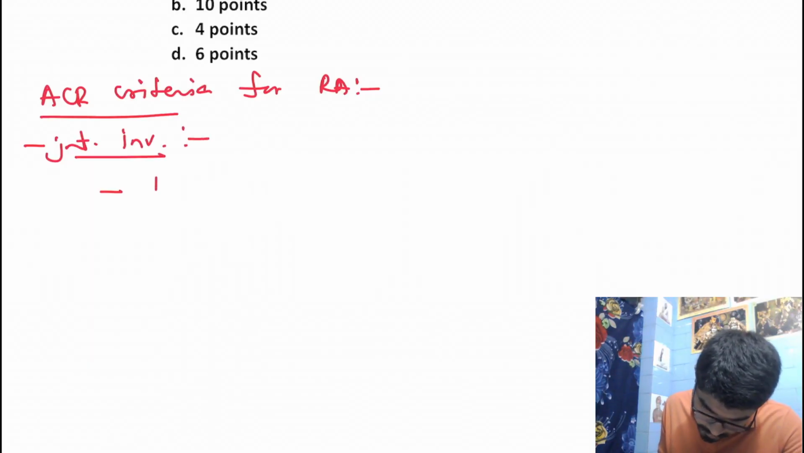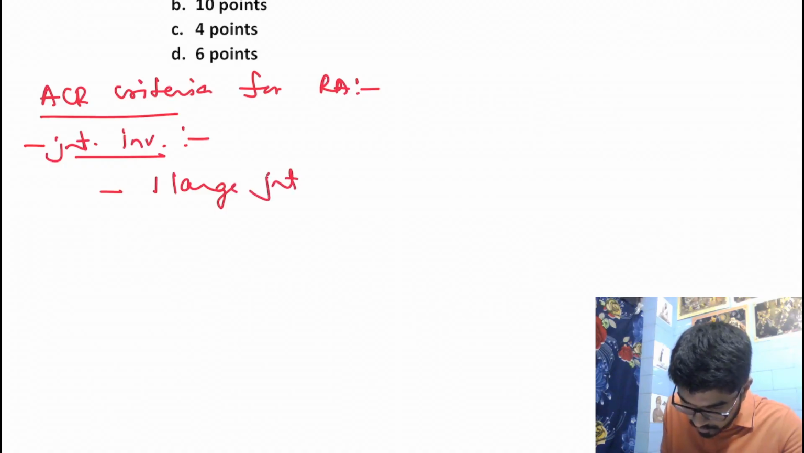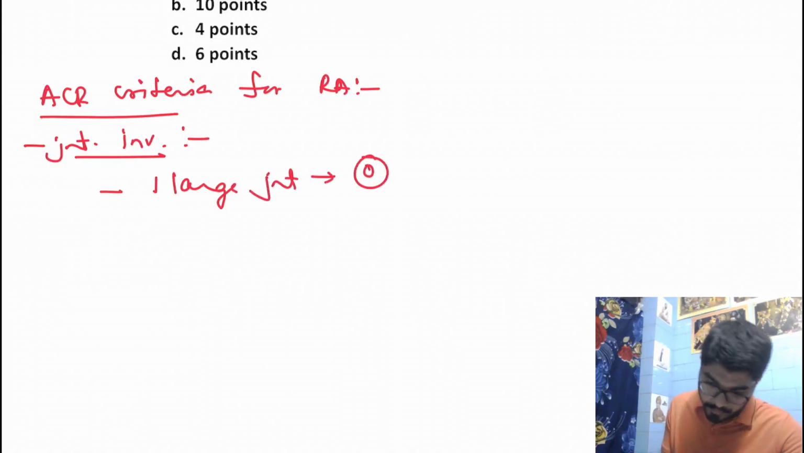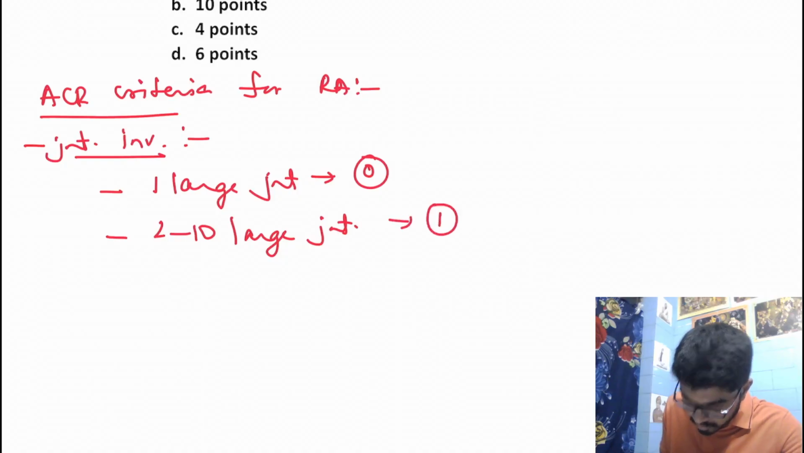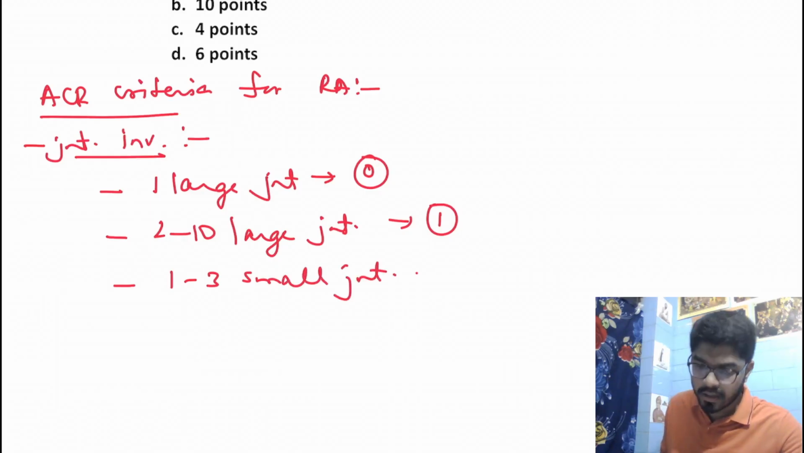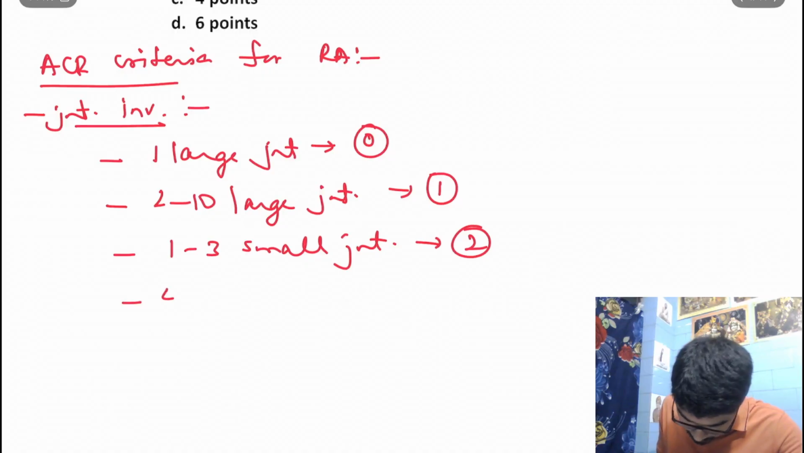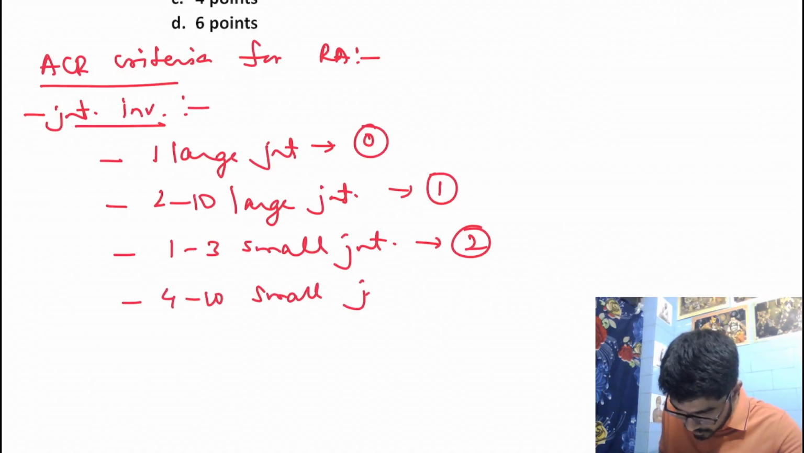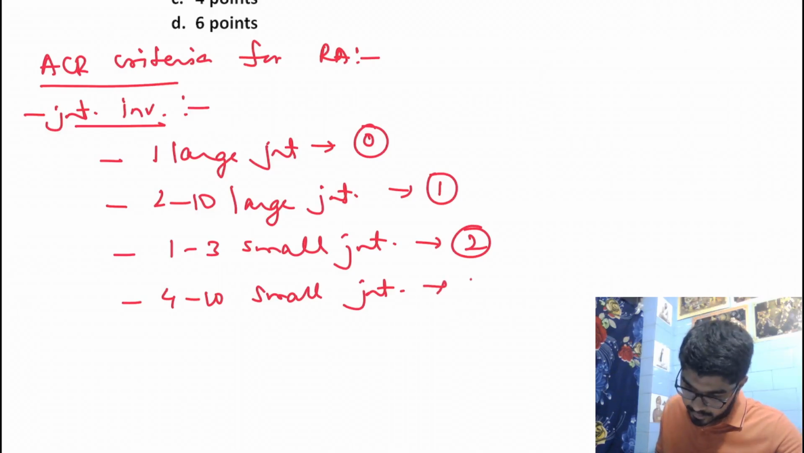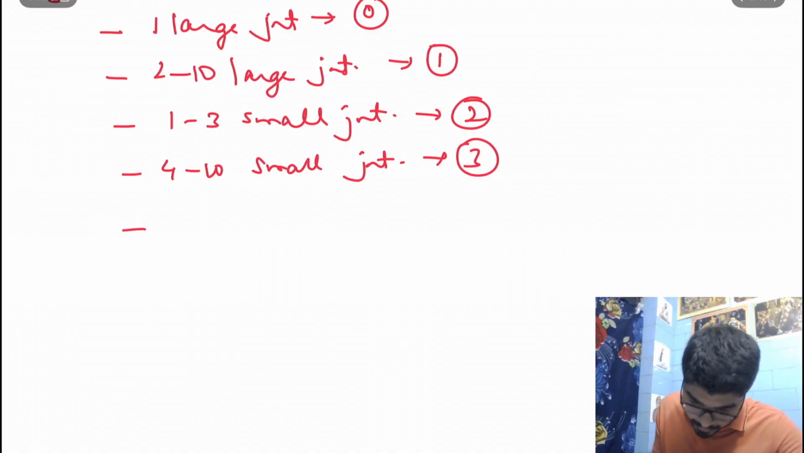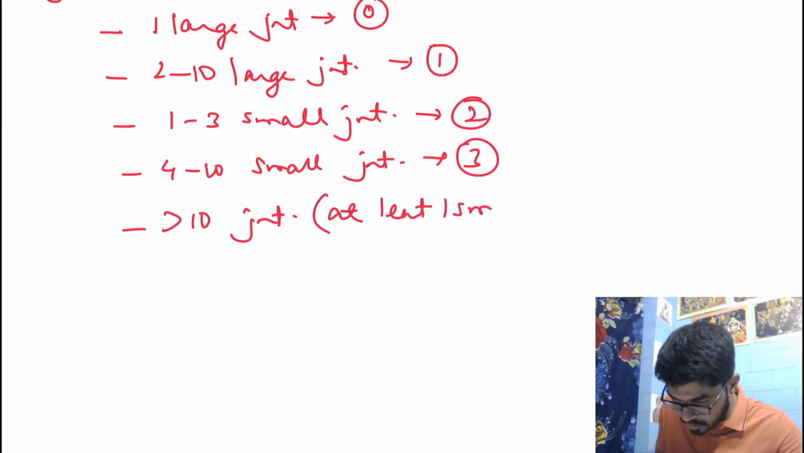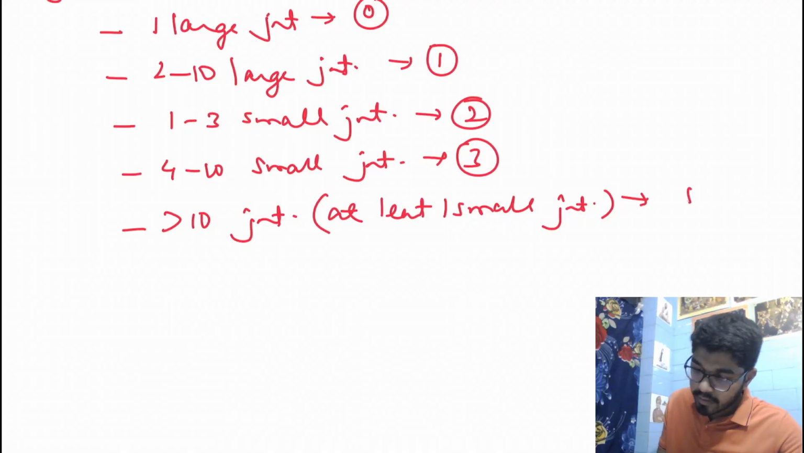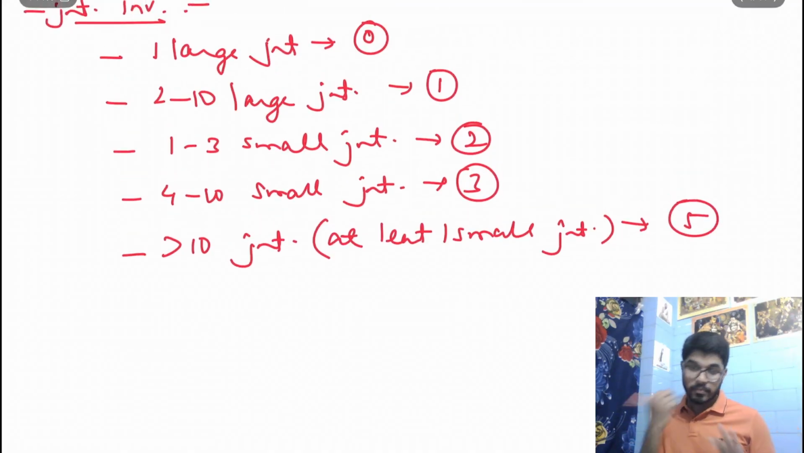Under joint involvement, first, if there is one large joint involved, we give a score of 0. If there are 2 to 10 large joints involved, we give a score of 1. Then 1 to 3 small joints, with or without large joints, we give a score of 2. Then 4 to 10 small joints, with or without large joints, again a score of 3. And if more than 10 joints are involved, of which at least one small joint is involved, then we give a score of 5. Okay, this is about the joint component.